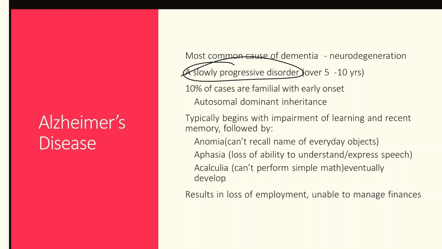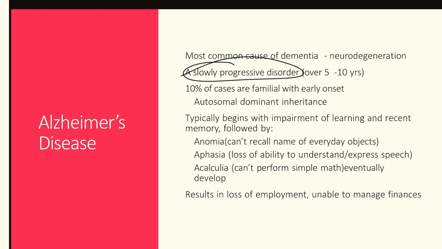Aphasia, loss of ability to understand or express speech. So when you're asking your questions, this is why you ask open-ended questions, not yes or no. Yes? Bruce Willis falls under this, correct? He has Alzheimer's. Acalculia, can't perform simple math. That comes later on. And again, loss of employment because they can't function anymore.